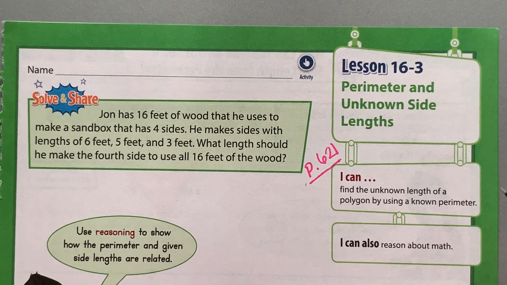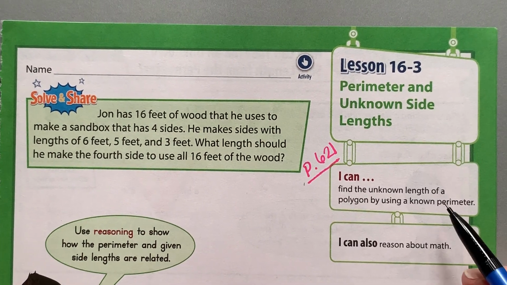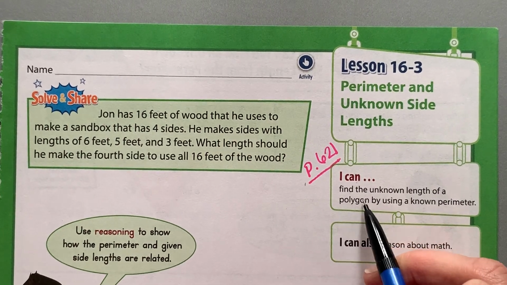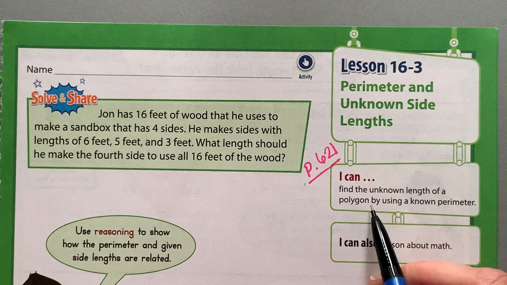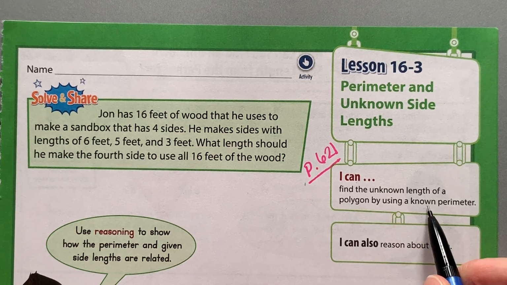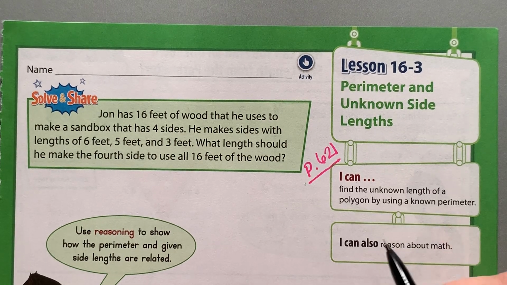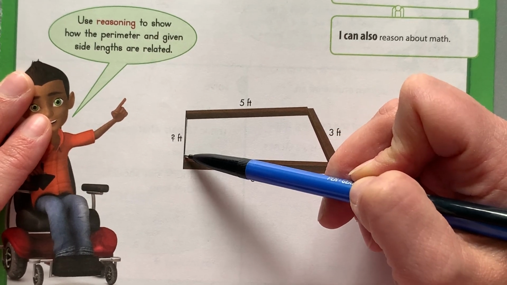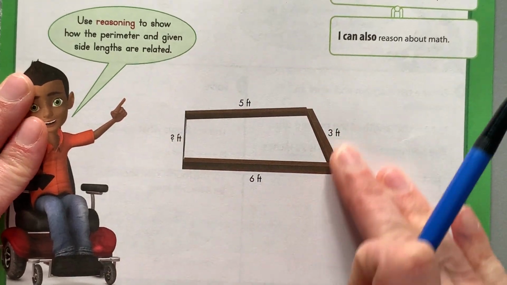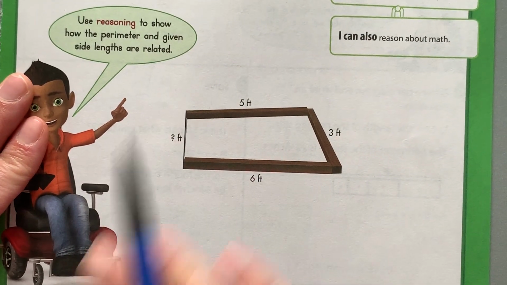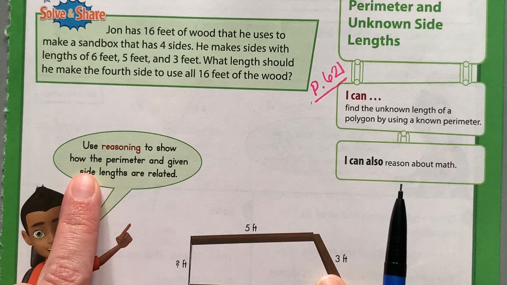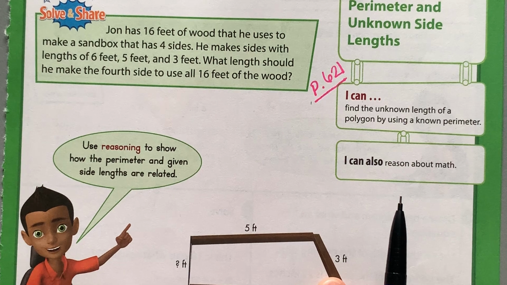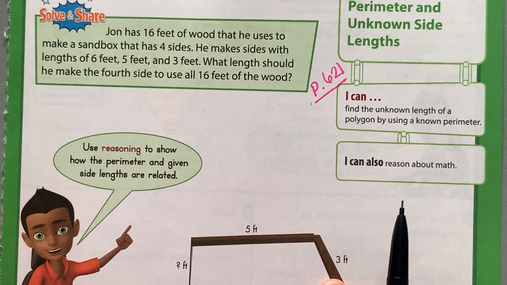And let's start out by reading our I can statement. I can find the unknown length of a polygon by using a known perimeter. So we're going to be looking for something that is unknown, like this side, when we know the entire distance around, which is the perimeter. So we're going to use reasoning to show how the perimeter and given side lengths are related.